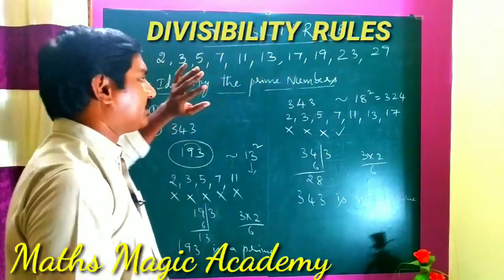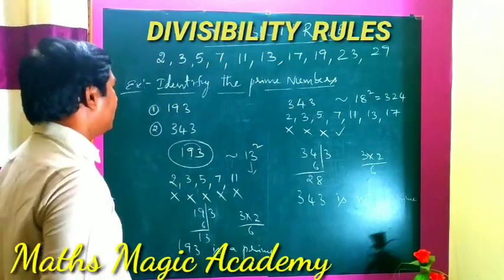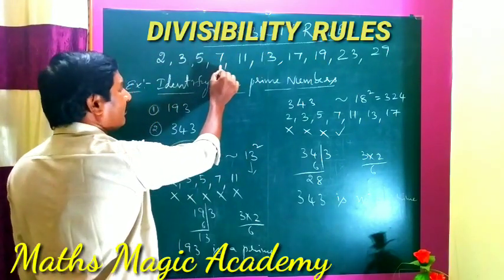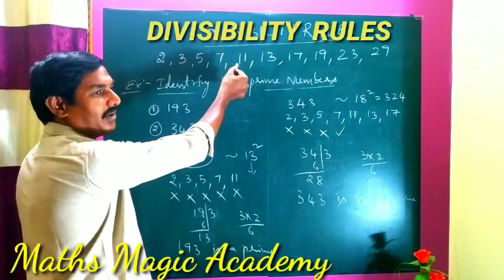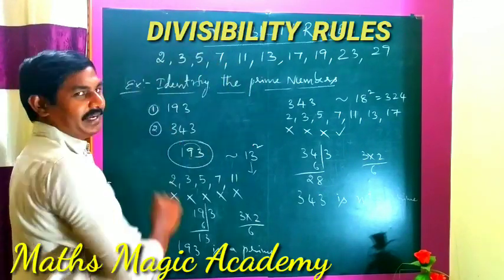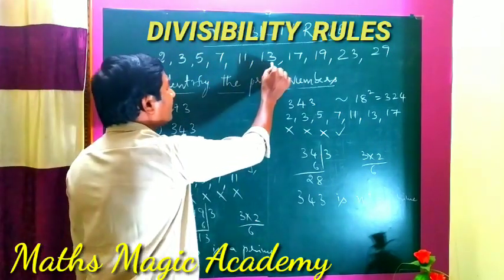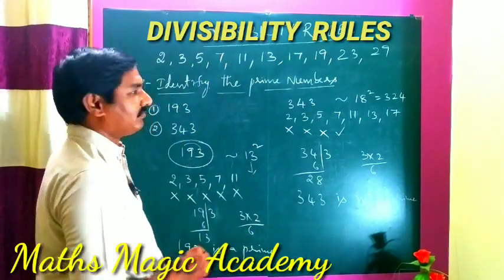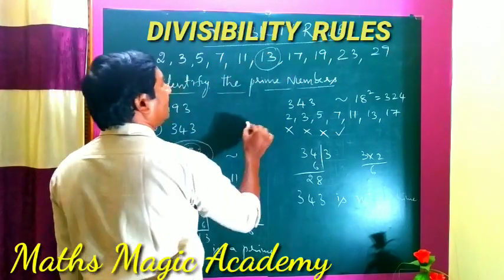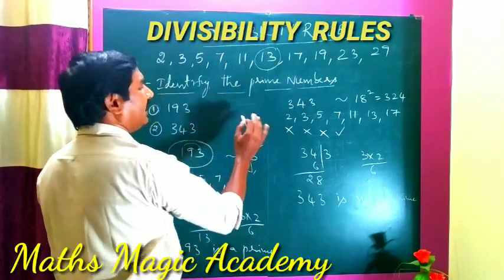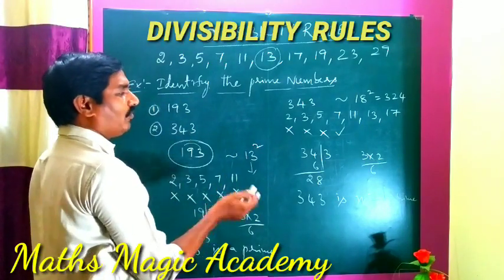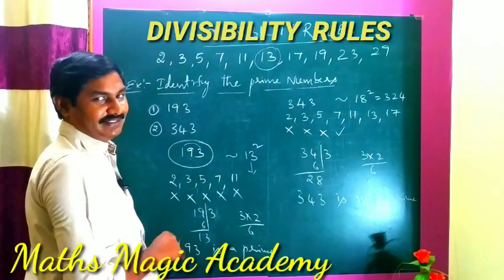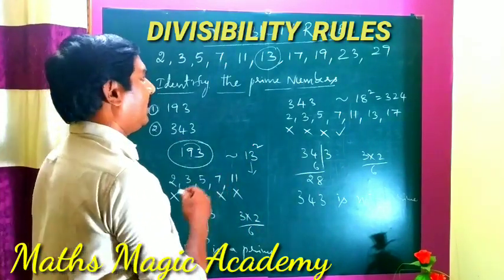Once again, I will repeat the divisibility rules of some difficult numbers. For 7, the last digit should be multiplied by 2 and subtracted from the remaining digits. And for 13, the last digit of a number is multiplied by 4 and the result is added to the remaining digits. That is the process we have to do.